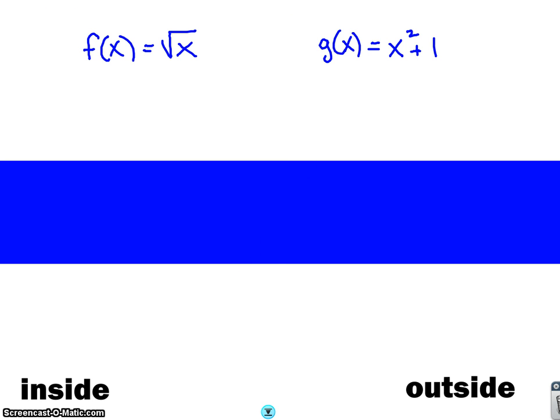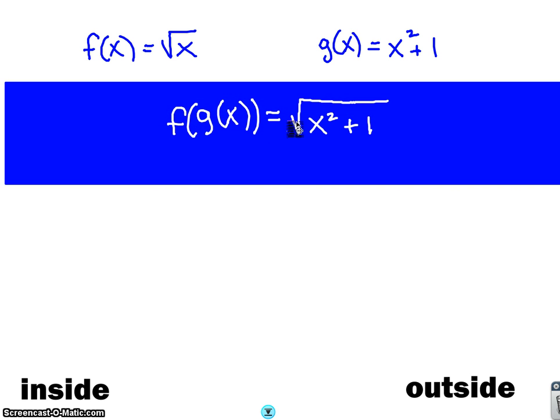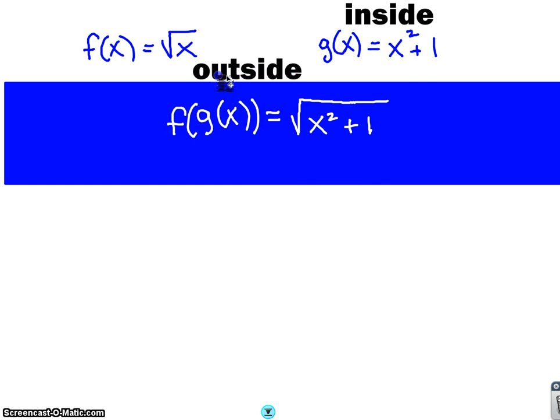Here we have two functions, f of x and g of x, and we're going to compose them. We're going to put g of x as the input of f of x. As my magic appears here, there you go. This is my inside function, this is my outside function. That's important to note when we use the chain rule to find the derivative of this function.